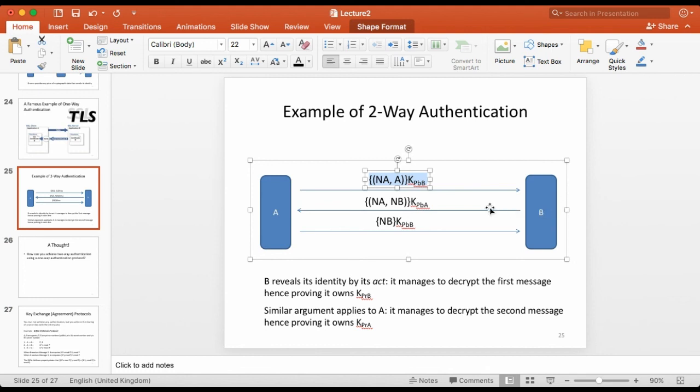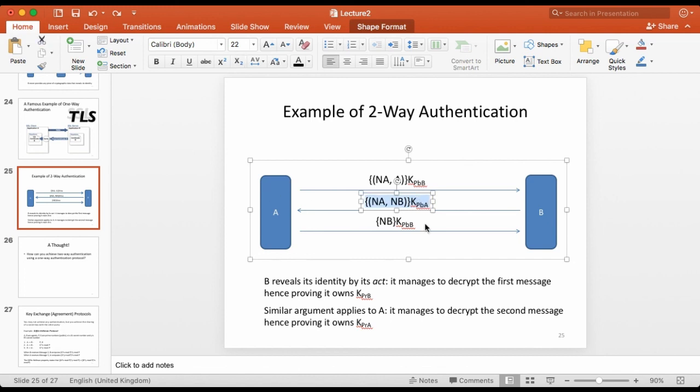And similarly, the same thing happens. So Bob here sends his own nonce, a unique number, to A, and because A is able to decrypt this whole message, essentially that tells Bob, when he receives the third message, that Alice was able to decrypt this whole thing here.